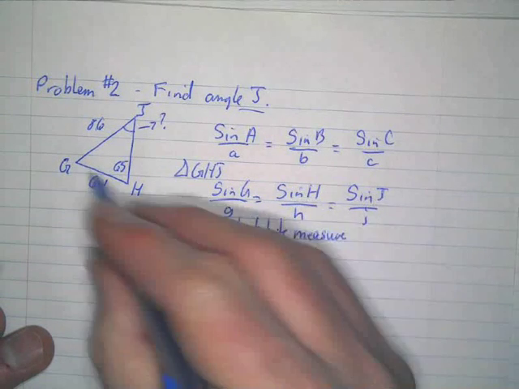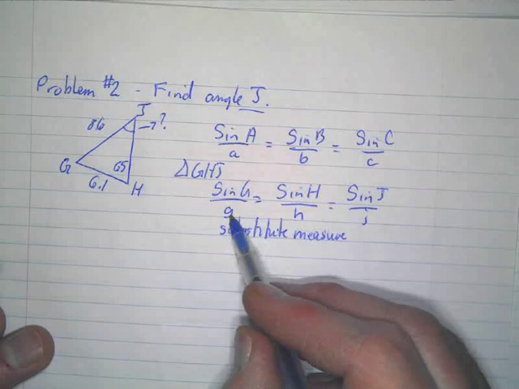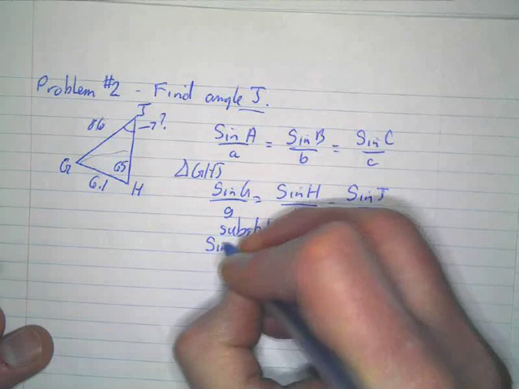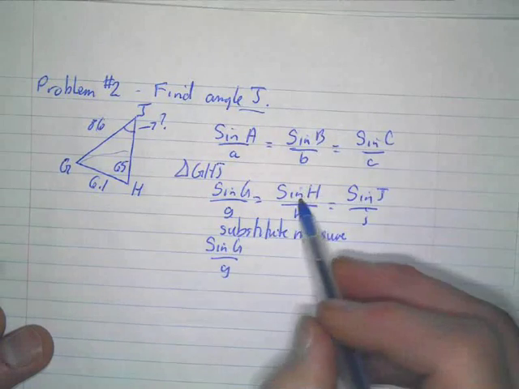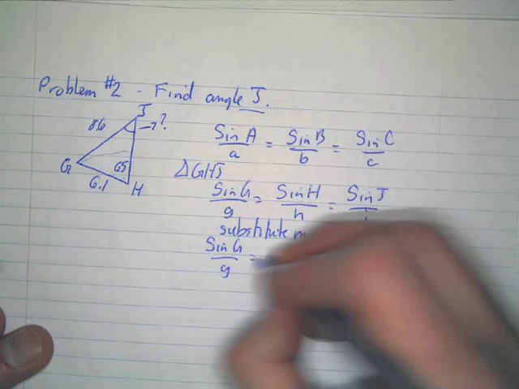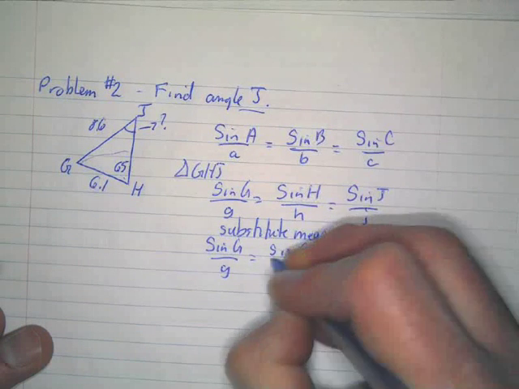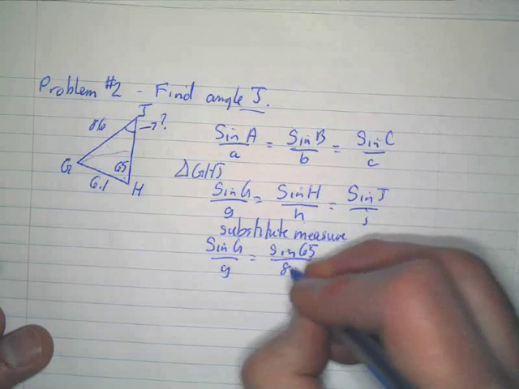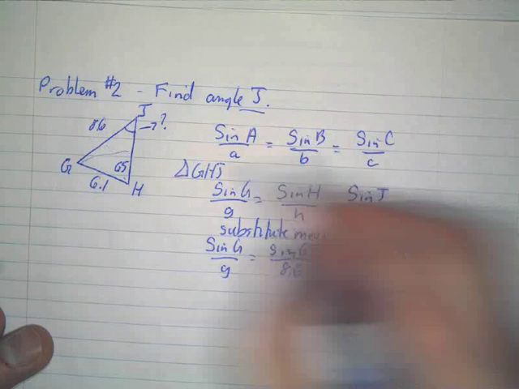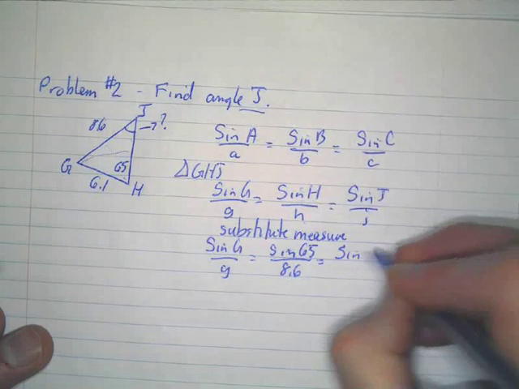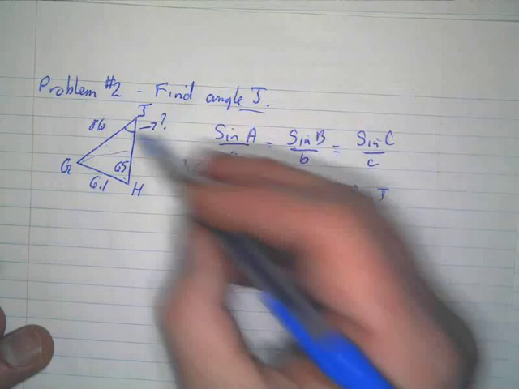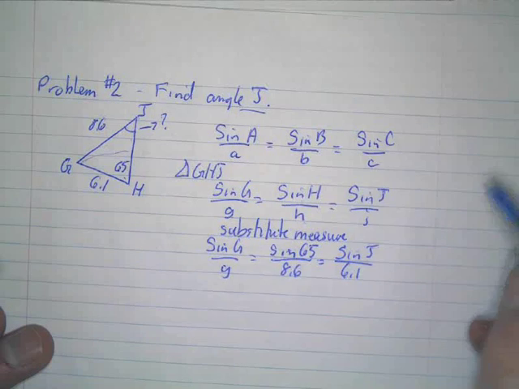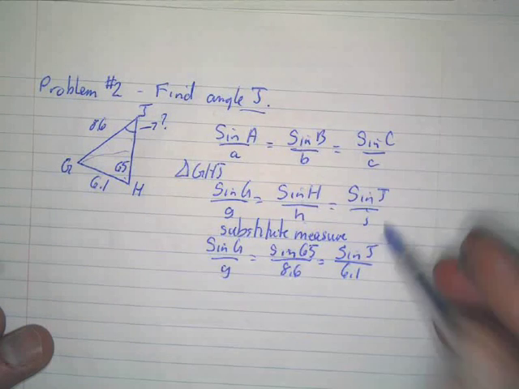So sine G I do not have, G, which is opposite, I do not have, so I just leave that as sine G over little g. Sine H, I have 65, so I have sine 65 over little h, opposite big H, so that's 8.6, is equal to sine J, which I do not have, over little j, which is opposite big J, which is 6.1. The question says find angle J, so that's the one I'm going to work with.